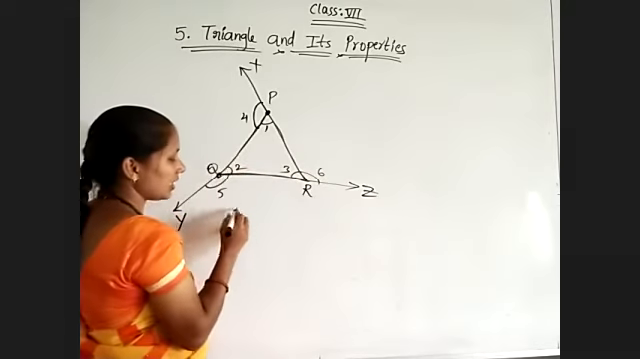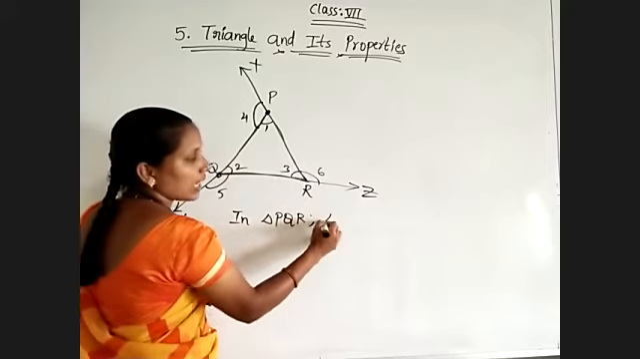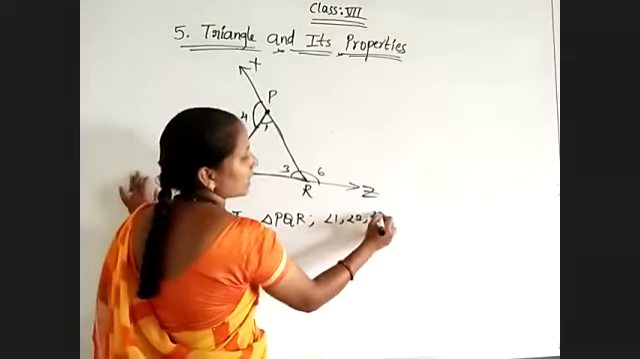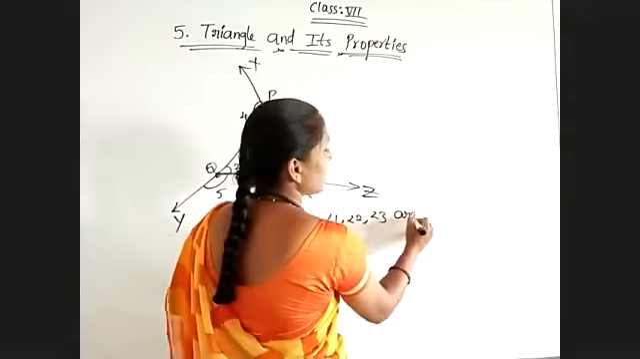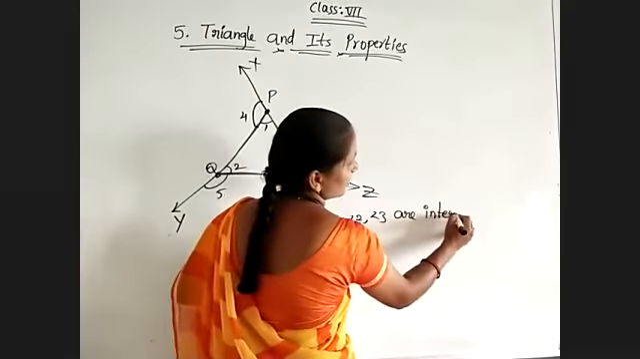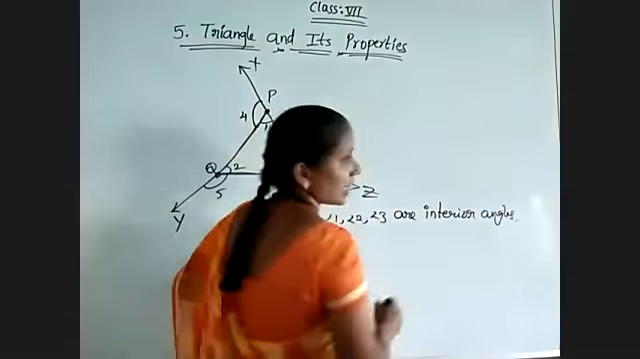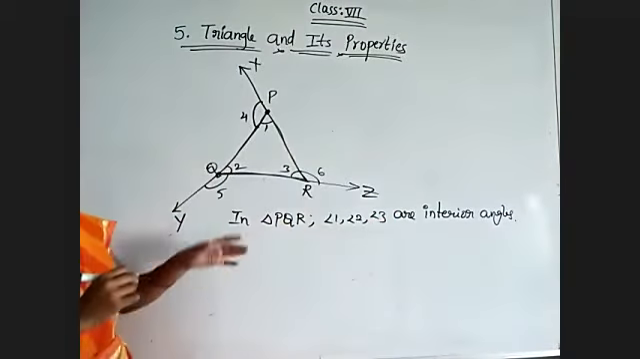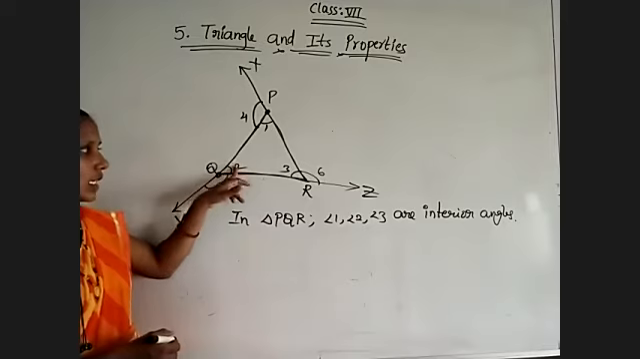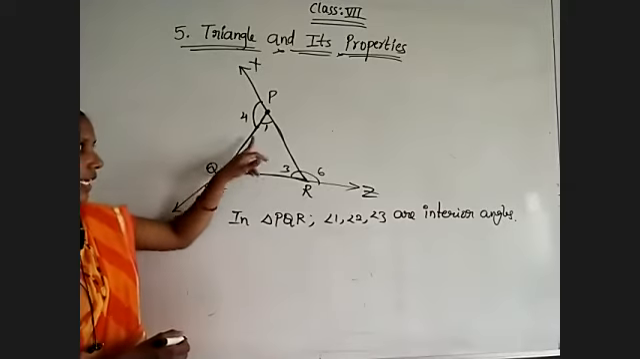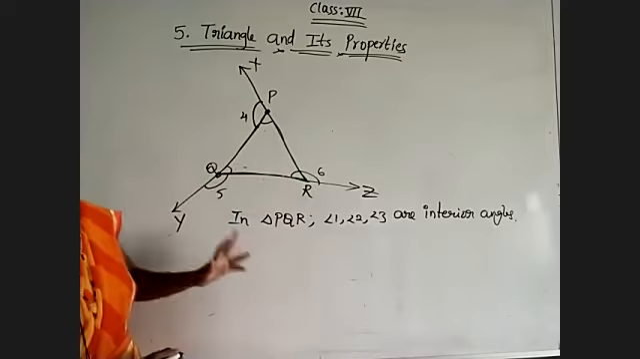So from the figure, in triangle PQR, angle 1, angle 2, angle 3, all are inside, so they are interior angles. See, it is very clear that I have given the numbering for my simplification purpose. But if they did not give the numbers, angle 1 or angle 2 and angle 3, in that case, how do we need to give the name?